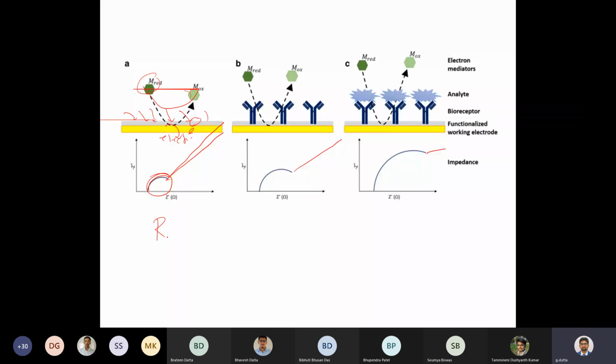So here we are measuring, as I said, RCT. So what is the RCT? That I will tell you. I told you the definition. How we will measure that, I will tell you again. So this is the RCT.